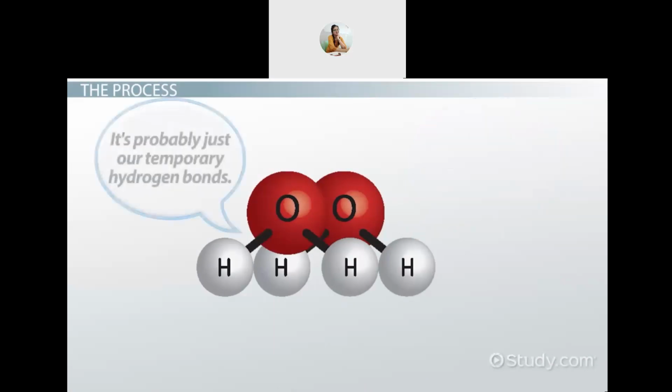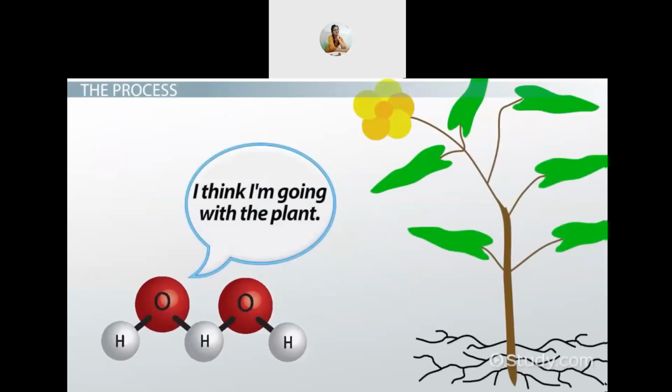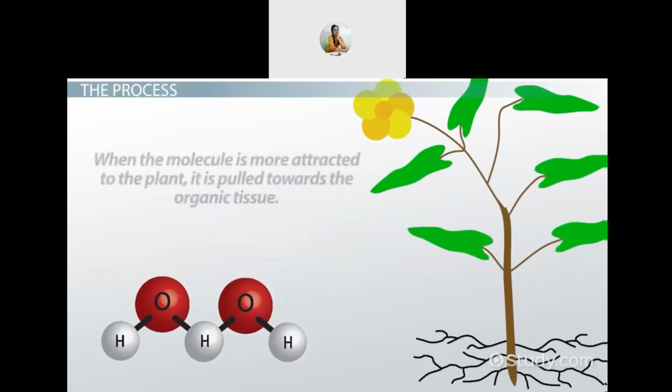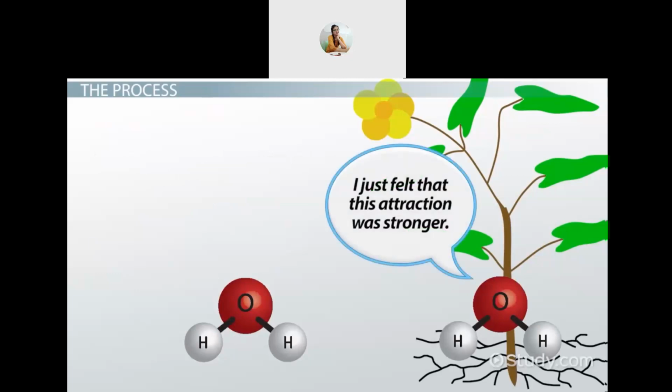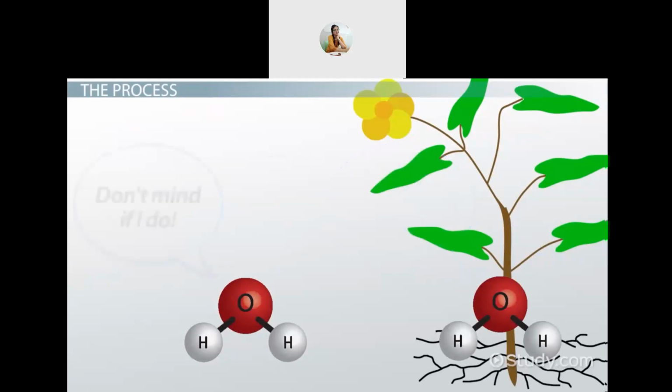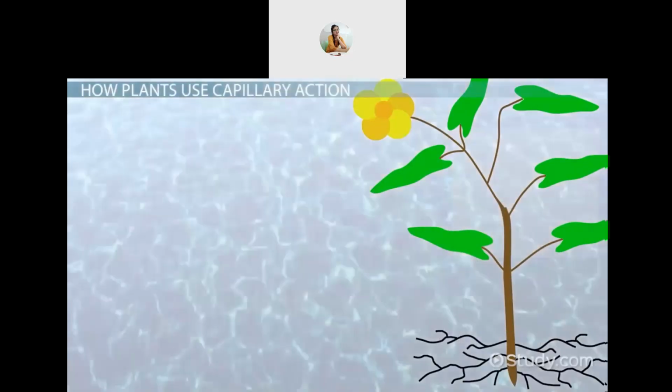So basically, a water molecule has to choose to stay with the other water molecules or go stick itself to the organic tissue of the plant. When the molecule is more attracted to the plant, it is pulled toward the organic tissue. Although the attraction is stronger to the tissue, the water molecule still wants to bring its buddies. Therefore, the first water molecule still attaches itself to the plant tissue, and it also brings along water molecule number 2. Plants need water to grow.